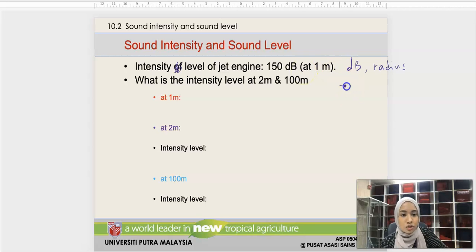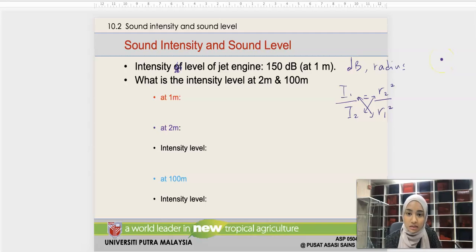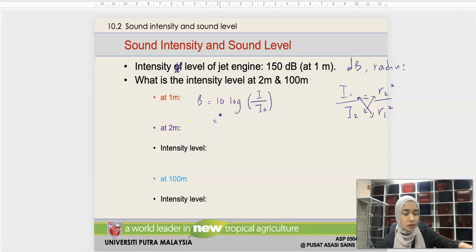Remember, the ratio that we learned just now, I1 over I2, is inversely proportional to radius squared, right? So this becomes R2 squared over R1 squared. It is inversely proportional. This is intensity, not intensity level. If they give you something in dB, you must convert it to intensity first. So let's do that. So beta, start with your equation. Beta is 10 log of I over I naught. And let me rearrange this so we have some more space.